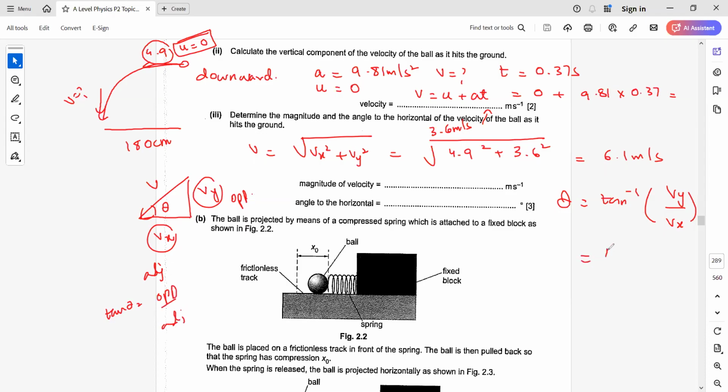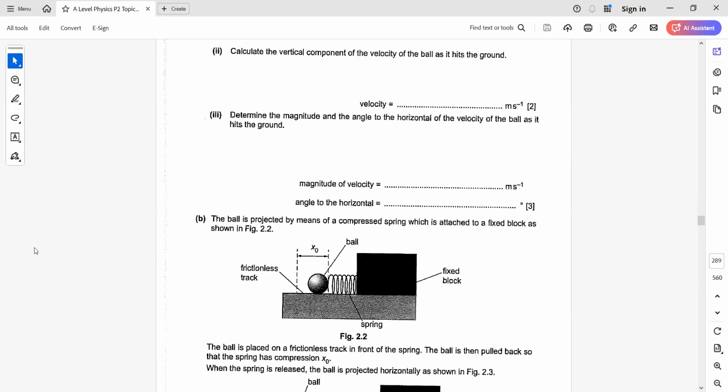Theta is tan inverse of Vy over Vx. Vy is basically 3.6 and Vx is 4.9. So we figure out theta. That is going to be 36 degrees. Okay, then we have part B here.